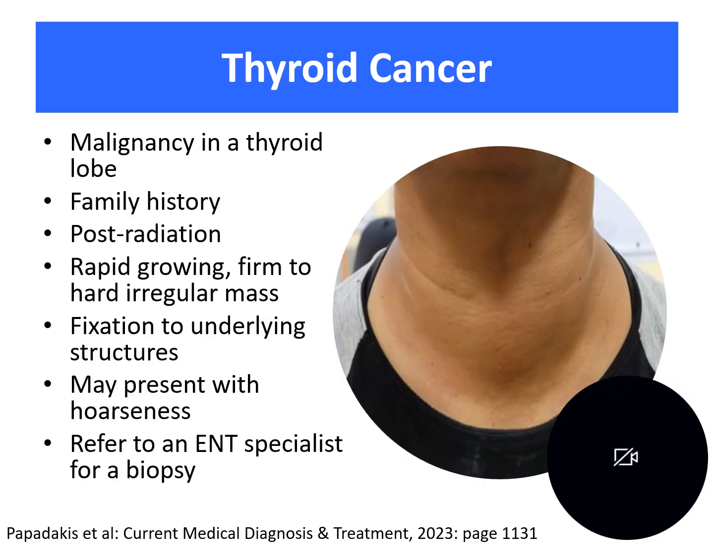There often is a family history of thyroid cancer. It may be related to post-radiation exposure in a nuclear accident meltdown years later, 20 to 30 years later. Some of these people will present with thyroid cancer. Thyroid cancers are rapidly growing masses that are going to be firm and hard and irregular, confined to one lobe. So here it's the left lobe that is affected, the right lobe is not affected.